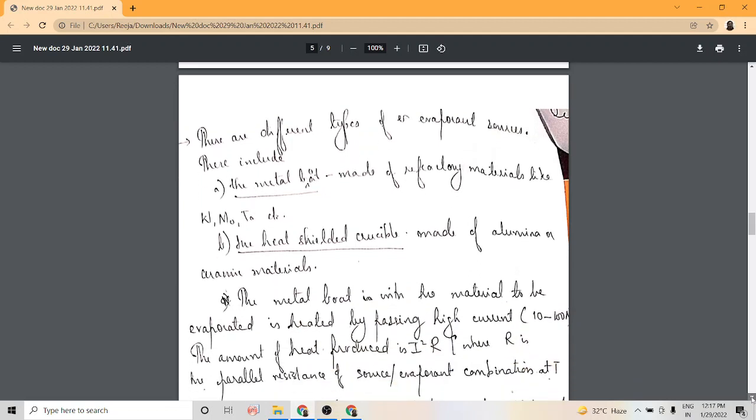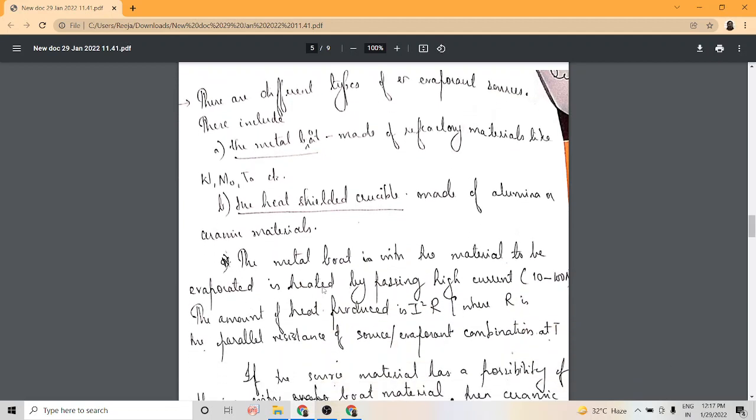Now the metal boat with the material to be evaporated is heated, again by passing a high current, and the amount of heat produced here is I squared R. As a result, the material gets vaporized, moves towards the substrate, gets condensed and deposited on the substrate.